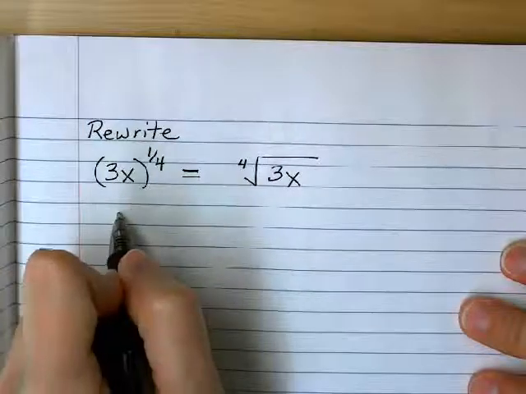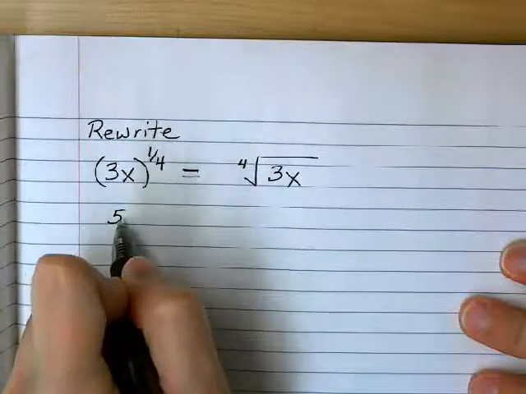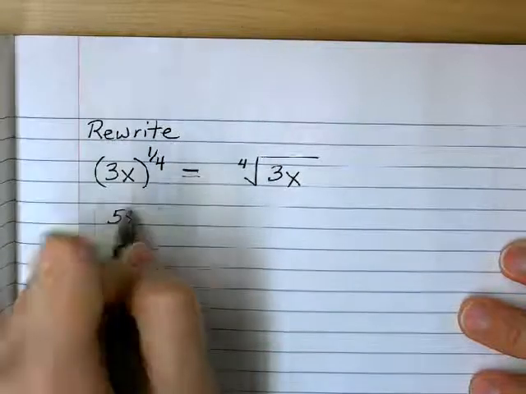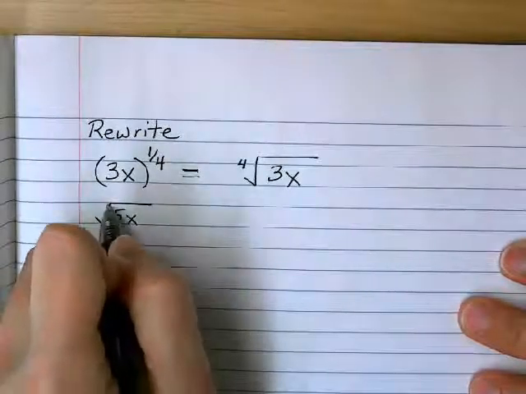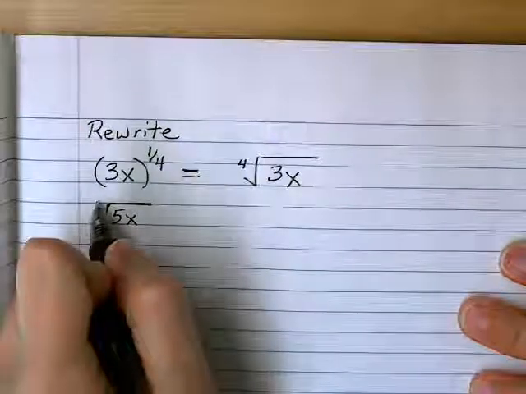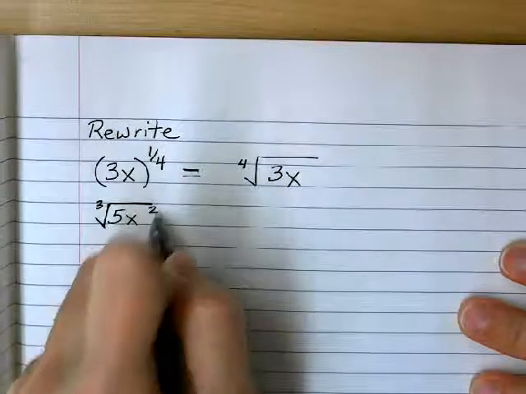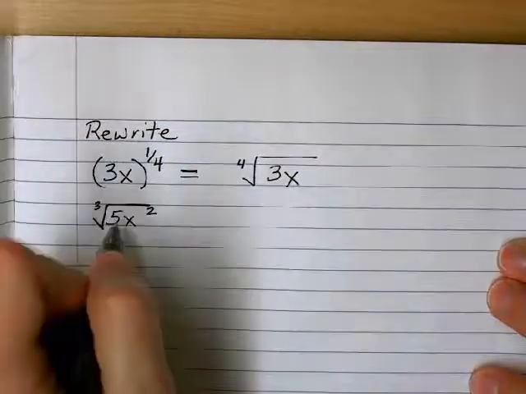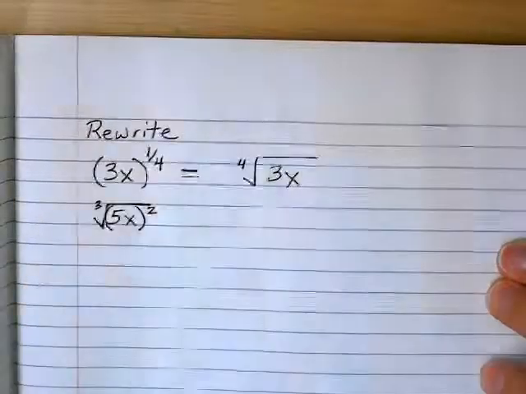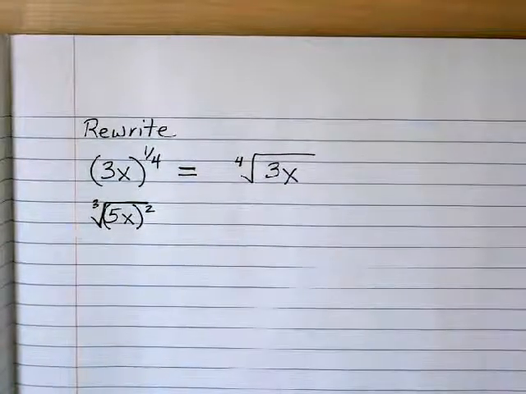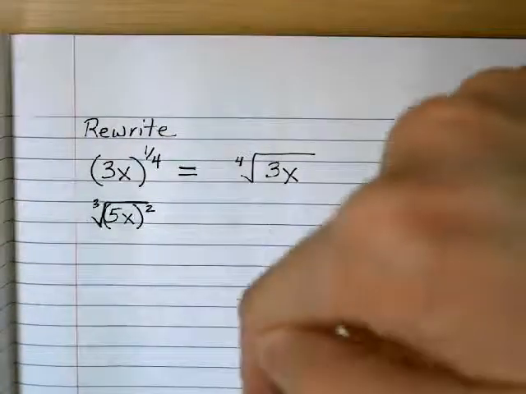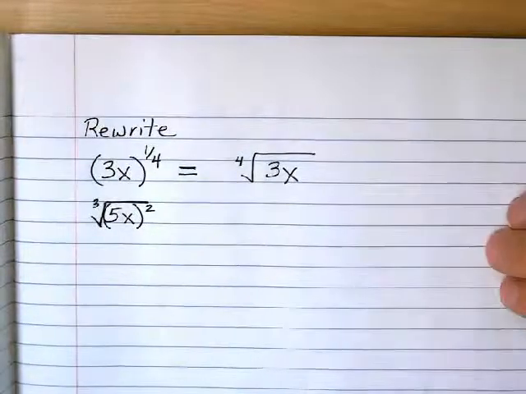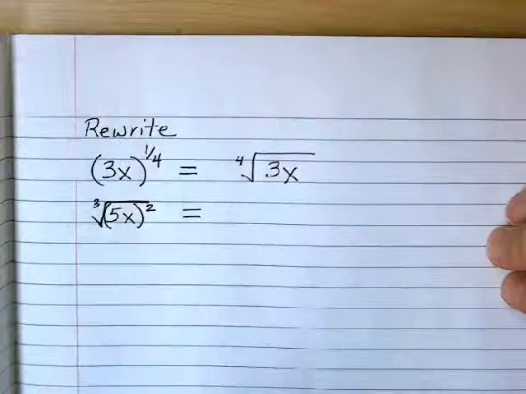Let's say I had 5x, and this time I'll put it in one of these boxes. So there's a 5x inside the box. And then I put a 3 in front and a 2 out here at the end. So how do you rewrite the thing?